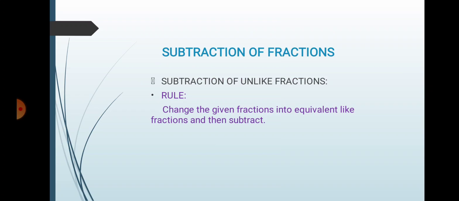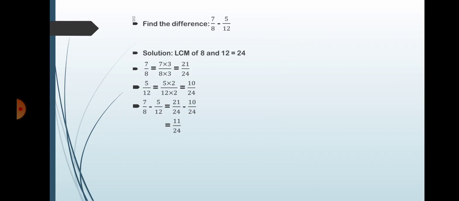Now we are going to learn how to subtract unlike fractions. As usual, change the given unlike fractions into like fractions and then subtract. For changing unlike fractions to like fractions, we have to find the LCM. So we are going to find the difference of 7 by 8 and 5 by 12. Since they are unlike fractions, convert them into like fractions. The LCM of 8 and 12 is 24. So 21 by 24 is the equivalent fraction of 7 by 8, and the equivalent fraction of 5 by 12 is 10 by 24. So 21 minus 10 is 11 by 24.